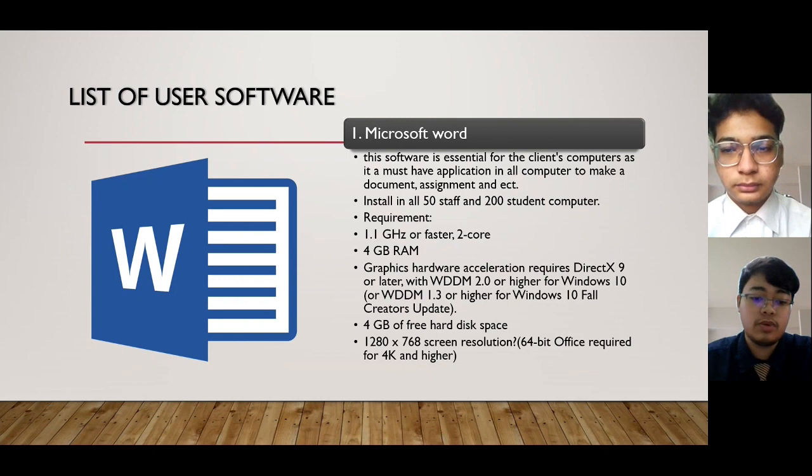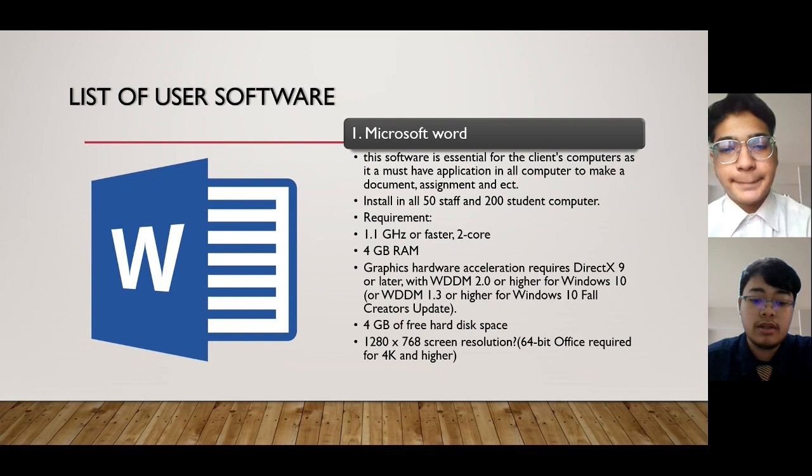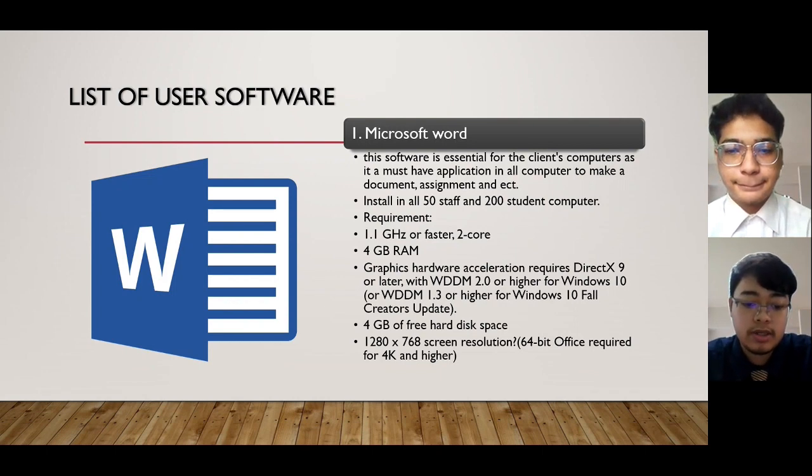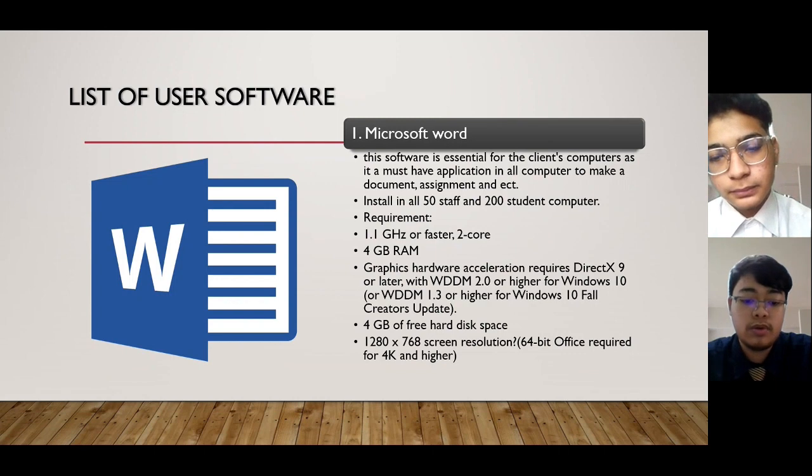The requirement is 1.1 GHz or faster, 2 cores, and 4 GB RAM. Also, graphics hardware acceleration requires DirectX 9 or later with WDDM 2.0 or higher for Windows 10. The minimum hard disk space is 4 GB, and the minimum resolution is 1280 x 768 screen resolution.